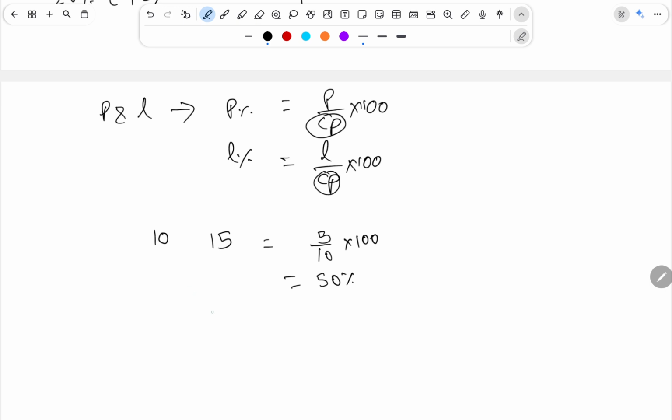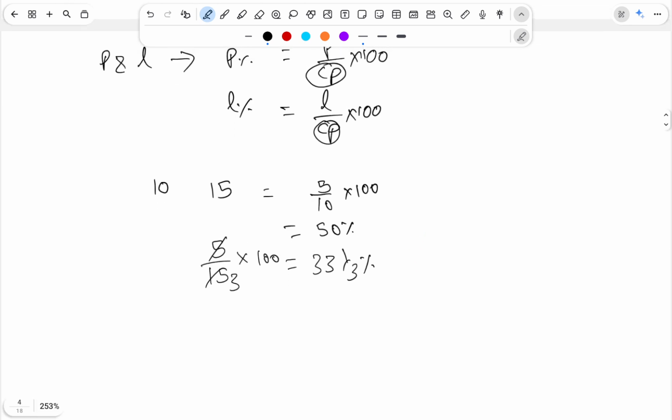Now 10 is smaller than 15 by what number? Again, 10 is smaller than 15 by 5. If they ask percentage, it means 5 less than, compared to 15 into 100. 10 compared to 15 is 5 less. Now percentage means 5 by 15, 5 ones, 5 threes, 33 1 by 3 percentage. Got it?